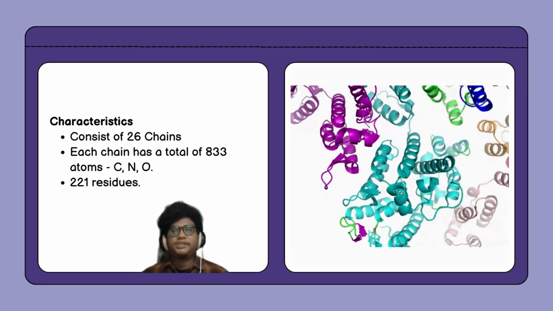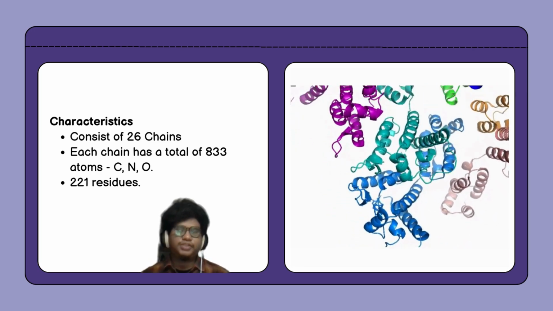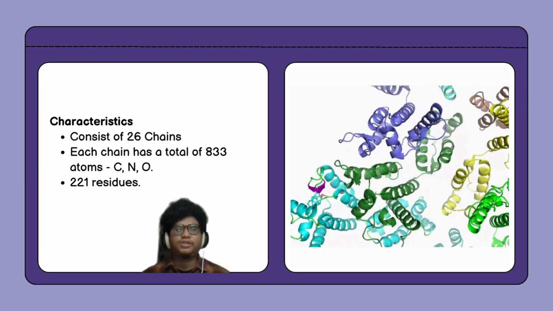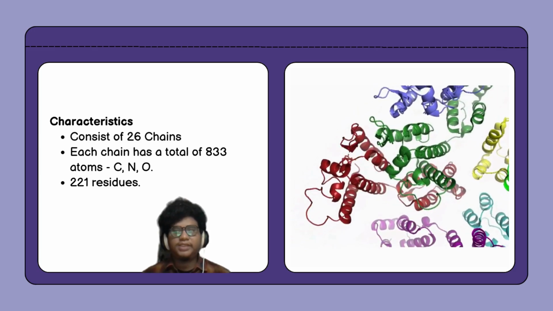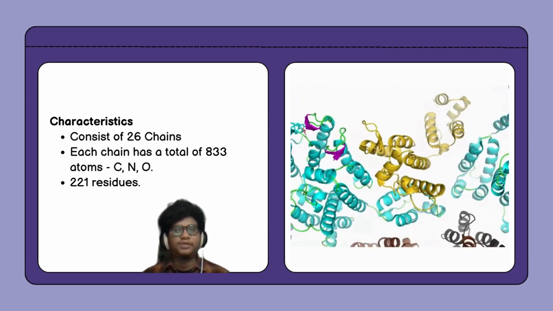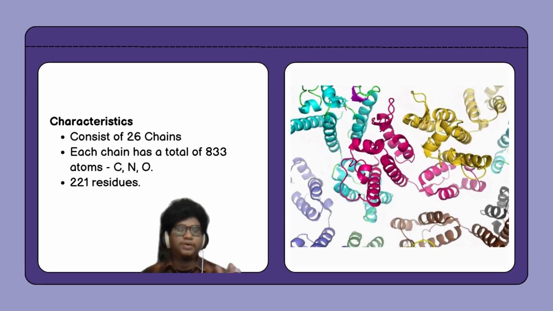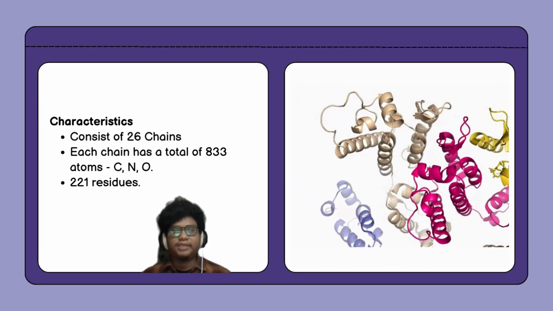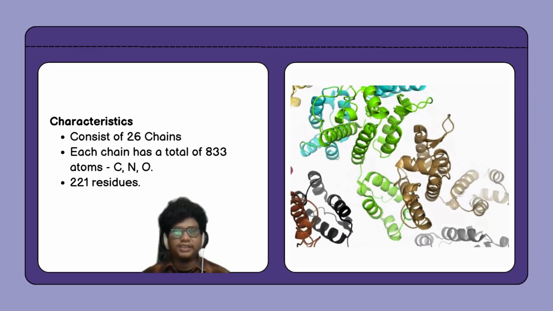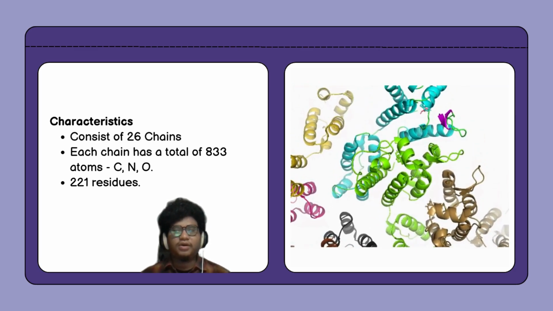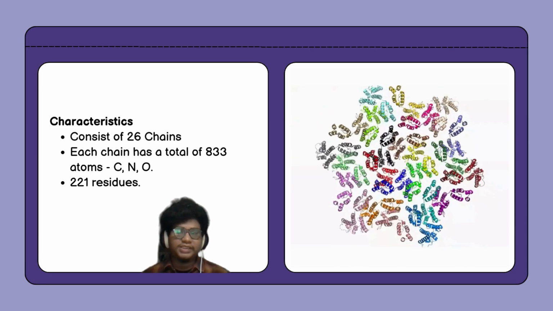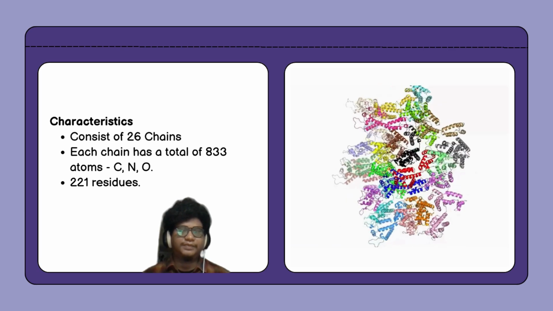This protein consists of 26 polymeric chains, with each chain composed of a total of 833 atoms and 221 residues. The atoms making up the structure are identified as carbon, nitrogen, and oxygen of equal value for all chains, and no hydrogen is mapped. However, as I mentioned previously, this does not mean that hydrogen is not present at all in this protein, but it is considerably more convenient to exclude them in the mapping, specifically due to their low electron density.